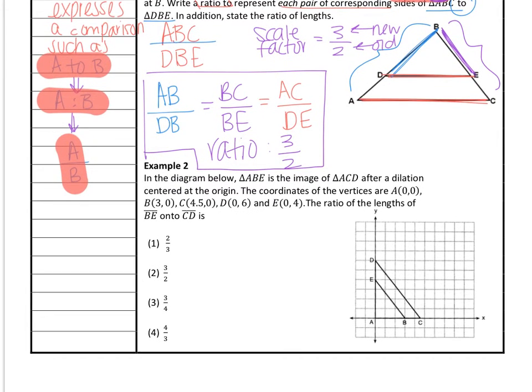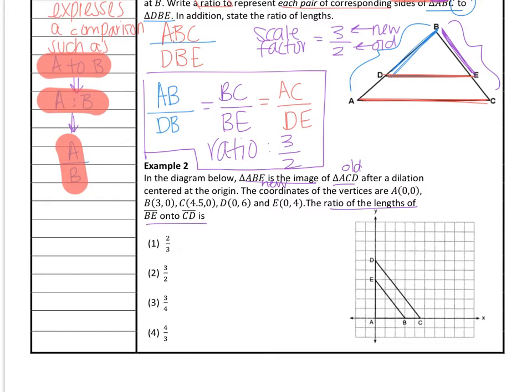In example 2, this came from a Common Core exam question. It says, in the diagram below, triangle ABE is the image of triangle ACD after a dilation centered at the origin. So again, ABE is the image, this is the new. ACD was the old. They give us the coordinates, they're already plotted, so you don't have to worry about plotting. And then it says the ratio of lengths of BE onto CD is blank. We have to choose the correct choice.